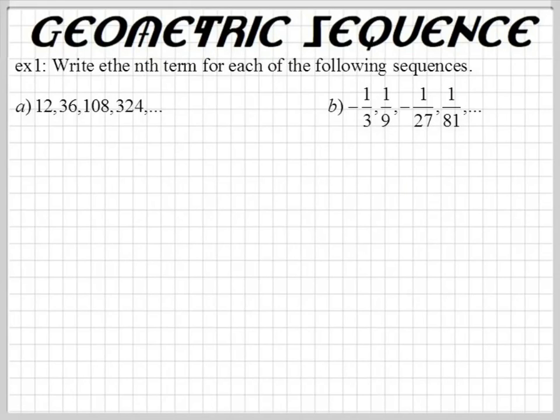Write the nth term. So we're trying to write the rule. Now, this is a geometric sequence, and so we don't want a common difference. We want a common ratio. So we need a common ratio first. So what's our common ratio? What you do is take the one term and divide it by the previous term.